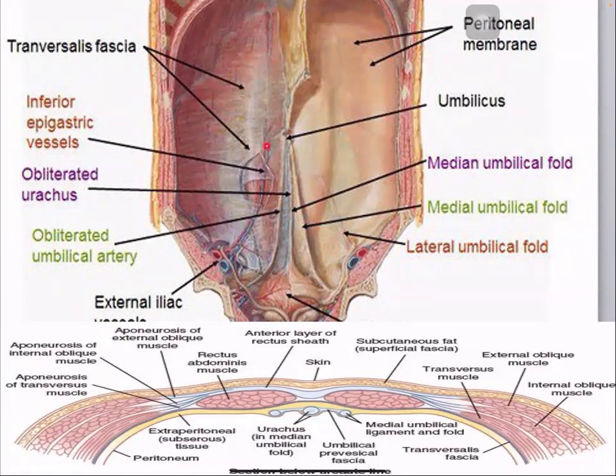This, in cross section, as we see here, is the median umbilical ligament and the medial umbilical ligament, here covered by the parietal peritoneum as they lie in the properitoneal fat.